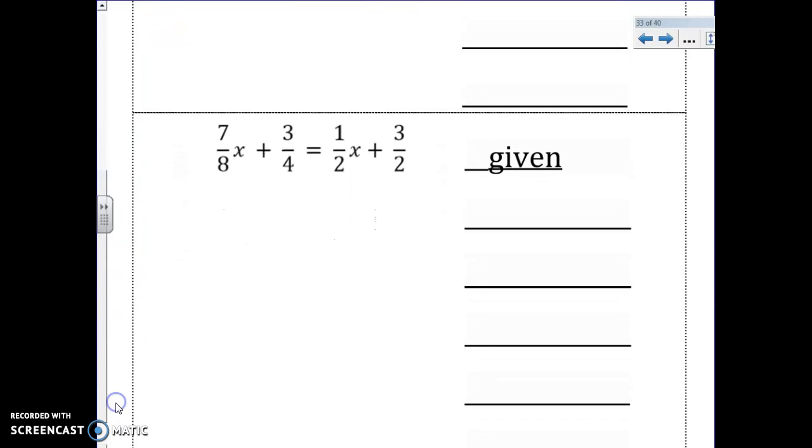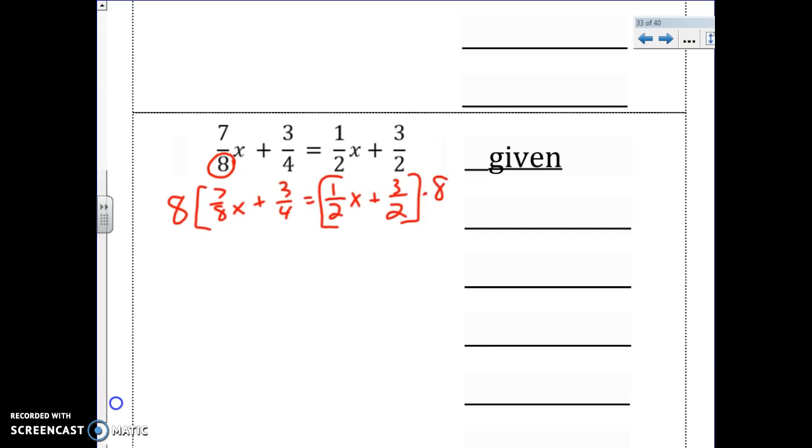All right, and lastly, again, I have fractions all over the place. This is a nice fraction buster equation. So using the strategy I just showed you in the top one, what is my largest denominator? That would be 8. So I'm going to try multiplying everything by 8 and see if that helps make this any prettier.